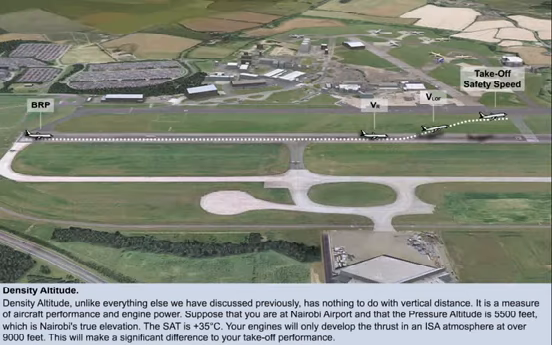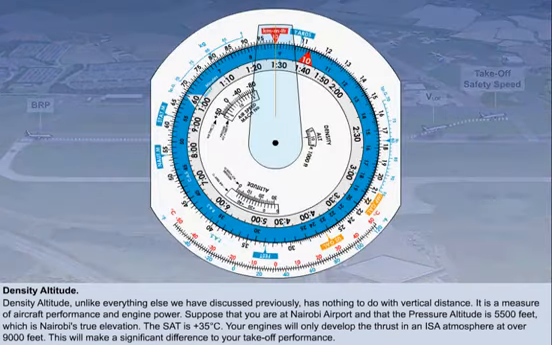This means that at a pressure altitude of 5,500 feet, your engines will only develop the thrust in an ISA atmosphere at over 9,000 feet. This will make a significant difference to your takeoff performance. If you didn't have your navigation computer to hand, get it out now and run this scene again as many times as you need to in order to become familiar with the process.